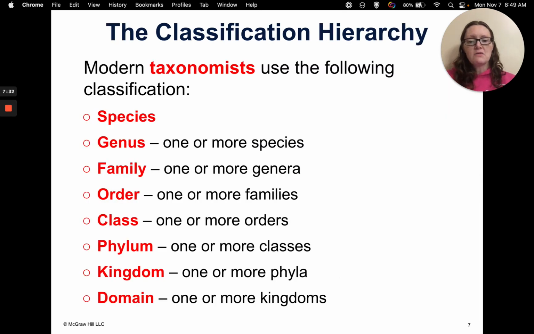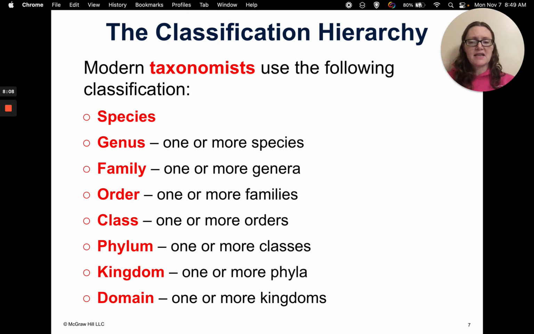Now here is the order of classification. I know you've heard me say it before. This is what is currently used. Now with Carolus Linnaeus, he did kingdom through species, and domain was later added on. So there are 3 domains and 5 main kingdoms. So kingdom, phylum, class, order, family, genus, species, that was all made by Carolus, and then domain was added on later, and there are 3 main domains.